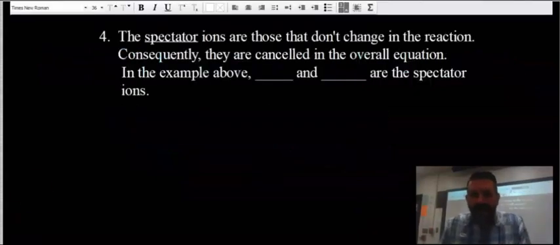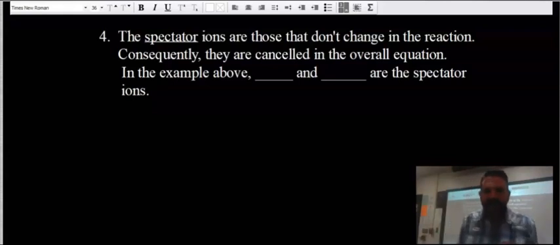All right, so those ions that didn't do anything, those ions that were present after the reaction as well as before the reaction, are called spectator ions. They're called spectators because they don't do anything. They're just watching the reaction. So we're going to get rid of, as we saw in our last example, the spectator ions.